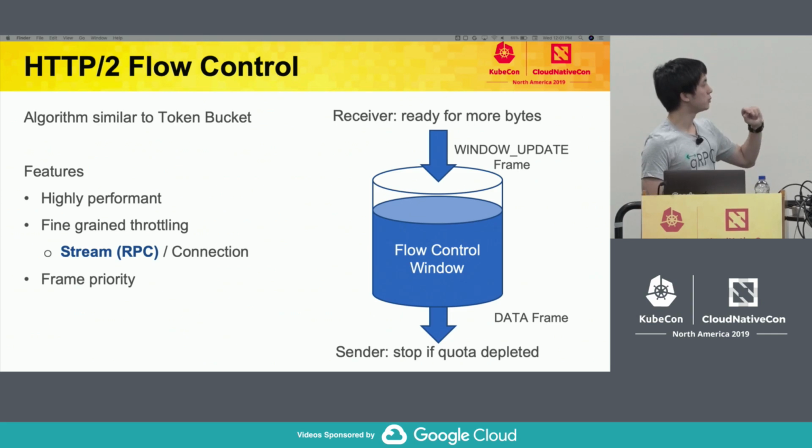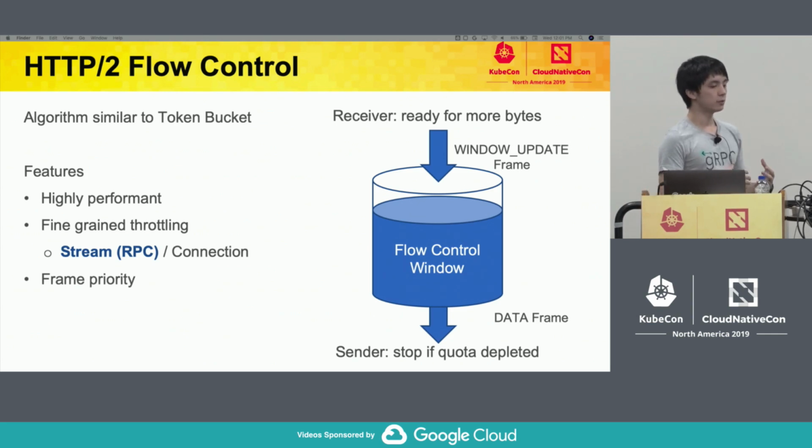Next, it also provides frame priority, which means the pushback only works on data frames. Instead, all the control frames can pass and can come through, even if it is under flow control. So the control frames are like window update frame, settings, ping, reset stream, etc.